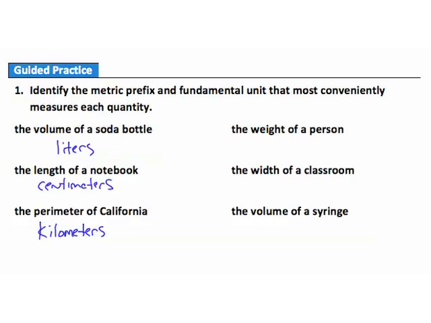The weight of a person. The weight of a person, we would use kilograms. Kilograms are used very similarly to the way that we use pounds in the US system. The width of a classroom. If we were measuring all the way across the classroom, we would measure that in meters. Meters are used very similarly to the way that we use feet or yards in the US system.